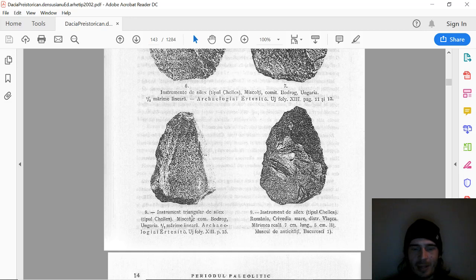Number 8 is a triangular flint instrument, Kelly's type, same place. And 9 is another flint instrument, Kelly's type, Romania, and the location. This is the real size. So this is half the size. The top ones are half the size. This one is the real size. So this one is super small, 7 centimeters long by 5 centimeters wide. Antiquities Museum, Bucharest.